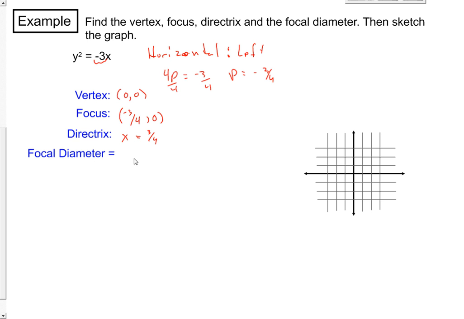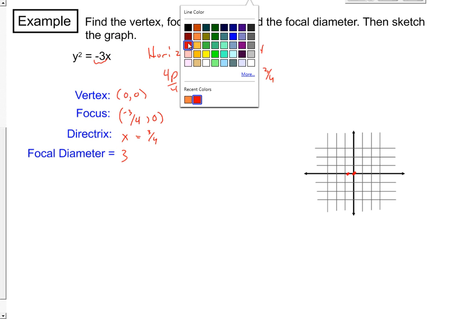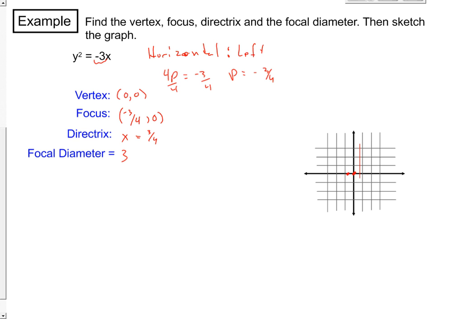And then my focal diameter. My focal diameter is the absolute value of negative 3, so my focal diameter is positive 3. So let's go over here and start graphing. I'm going to plot my vertex first. My focus is at negative 3/4, 0, which is right about there. And my directrix is going to be at positive 3/4. Let's get a better red. And that's about right here. All right. So there's my directrix.